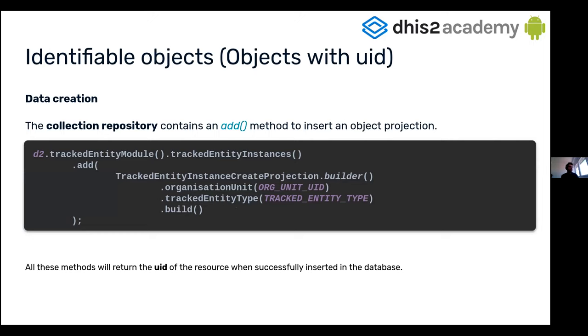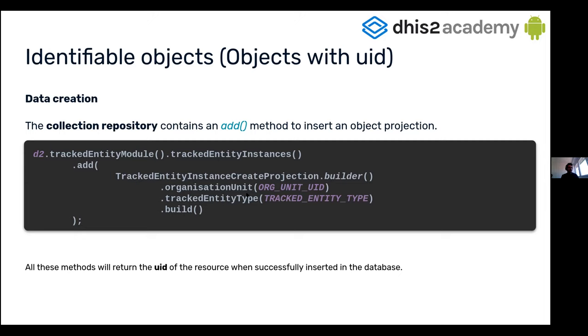So how to deal with the identifiable object? As I said, the identifiable objects are identified by a UID. This UID is unique, and this UID is generated by the SDK. So how is the flow here? The flow is, in first place, you have to create a base object with the minimum information required to create an object. This is what is called a projection in the SDK.